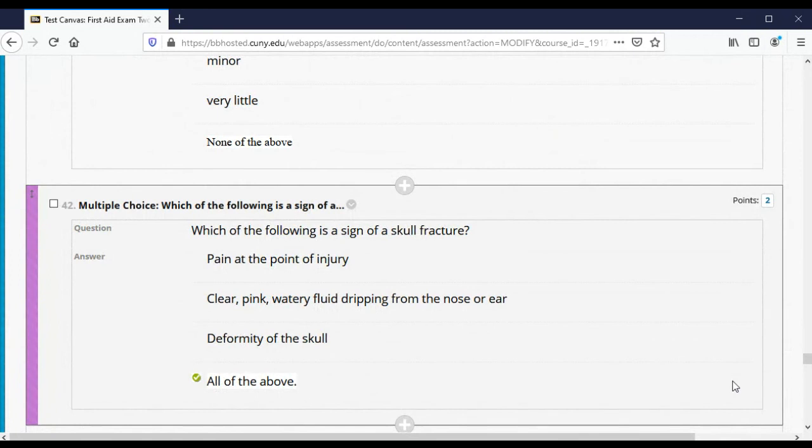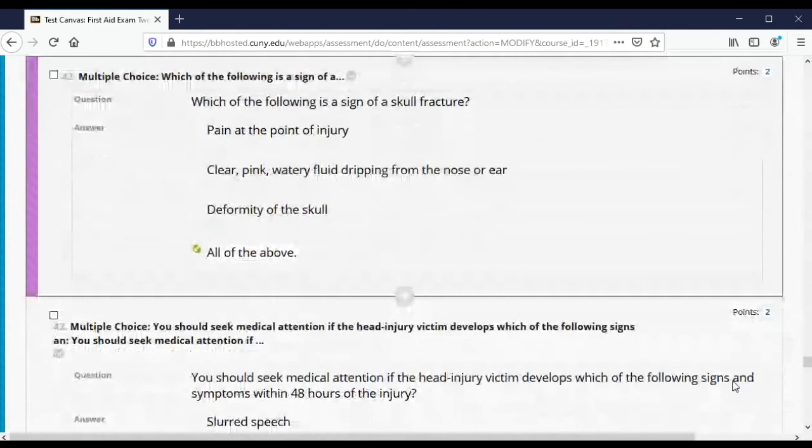Which of the following is a sign of a skull fracture? Pain at the point of injury, possible clear, pink, watery fluid dripping from the nose or ear, and that's cerebrospinal fluid, which helps nourish and protect the brain. And I think we talked about how we can try to decipher if there's any of that dripping out of a bloody nose or a bloody ear. Deformity of the skull is an obvious answer, so the answer to this question would be all of the above.